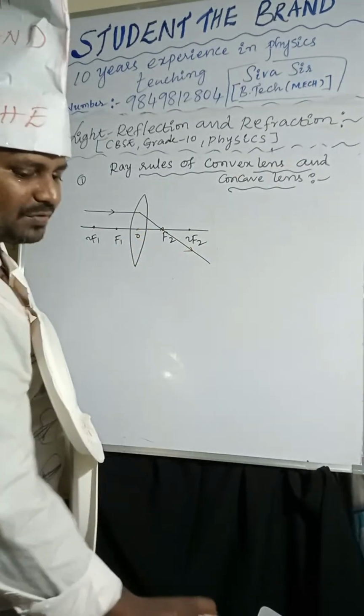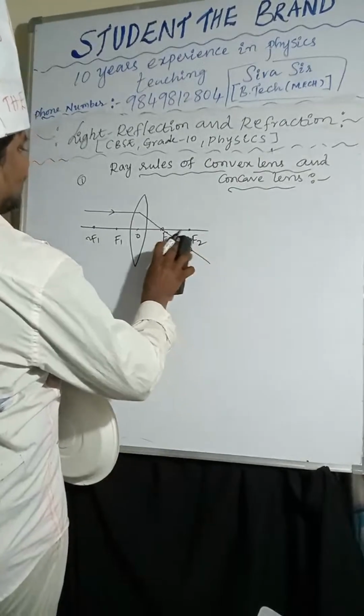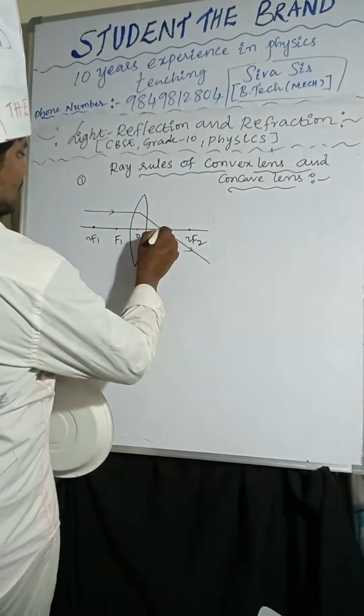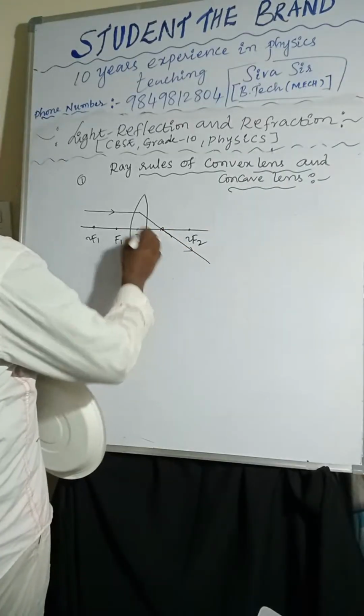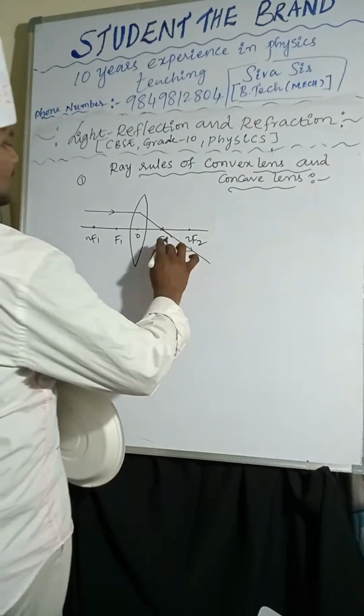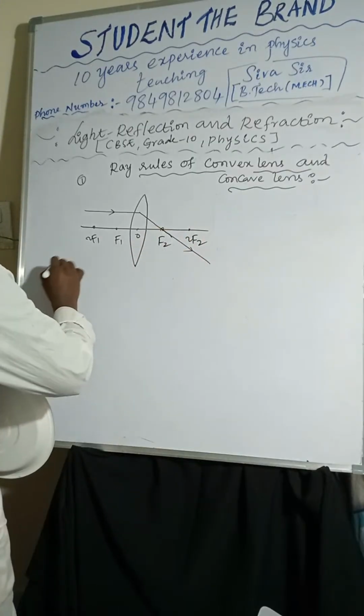Light ray is coming from infinity. This is F2. Light ray is coming from infinity, after refraction passes through focus. Second one.